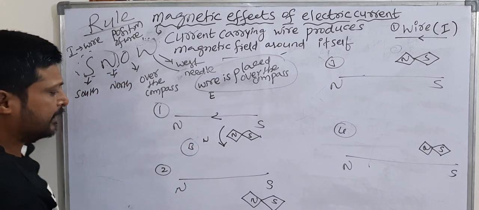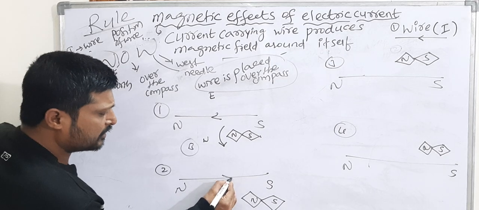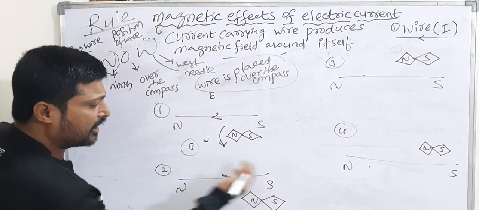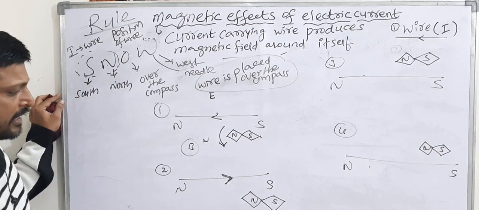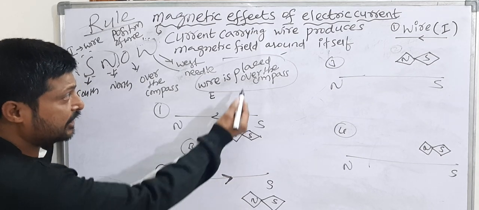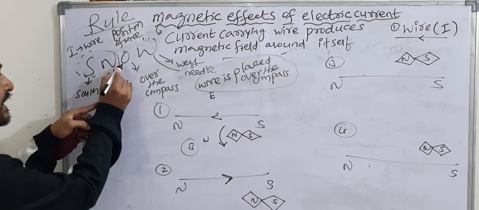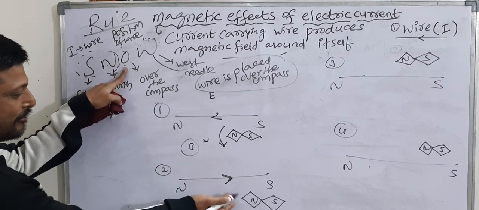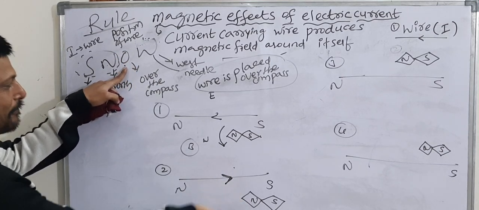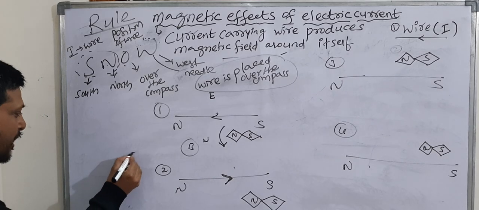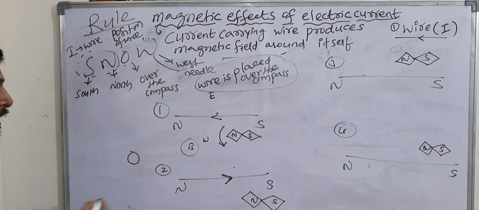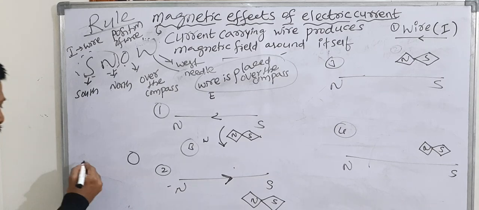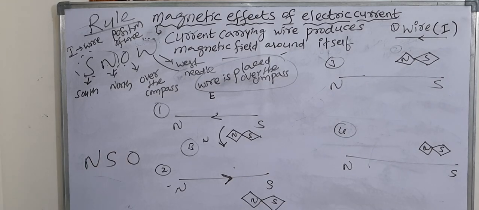Now here, see here. Here, suppose current is flowing from north to south. Wire is placed over the compass. That means this position is not changing. O position is not changing. So write O in the place of O. Current is flowing from north to south. So initially north to south.